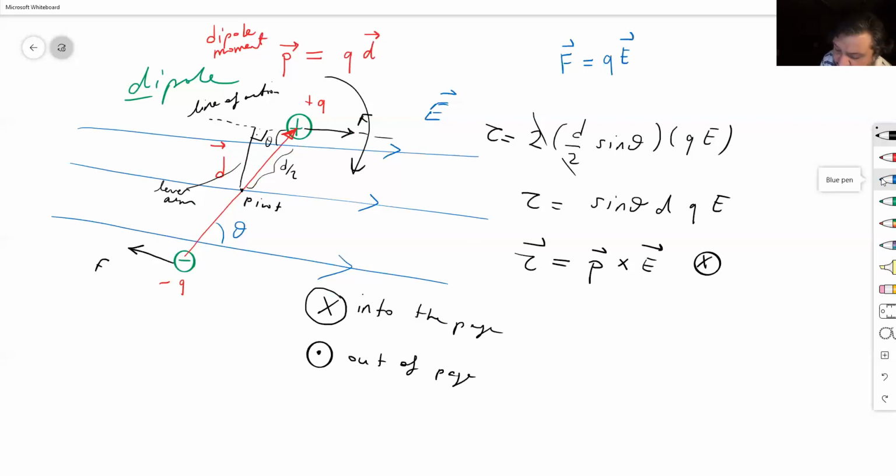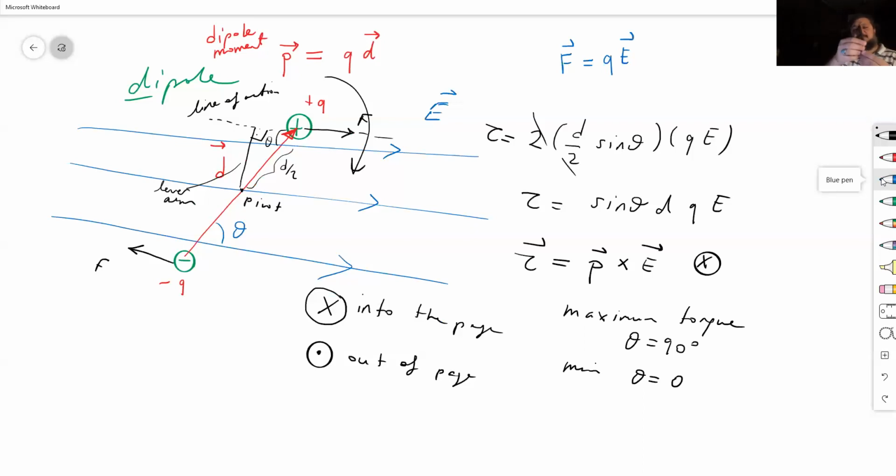So that's the torque. Now the maximum torque is, of course, when theta is 90 degrees. And the minimum torque is when theta is 0. The torque tau is 0. So if the dipole aligns itself with the electric field, it's done. There's no more torque. Okay?